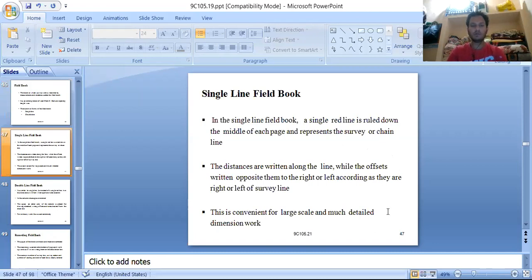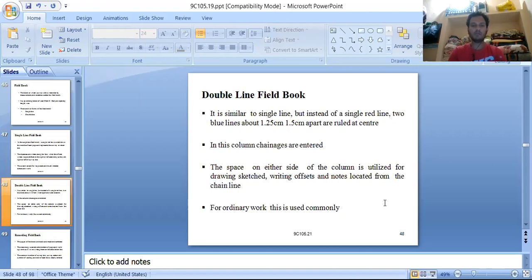In the single line field book, a single red line is ruled down in the middle of each page and represents a survey or chain line. The center line represents the main line or survey line. The distances are written along the line while the offsets are written opposite them to the right or left according to their position, whether they are left or right. Along the chain we have to write the distances from the starting point. This is convenient for large scale and much detailed dimensional work.